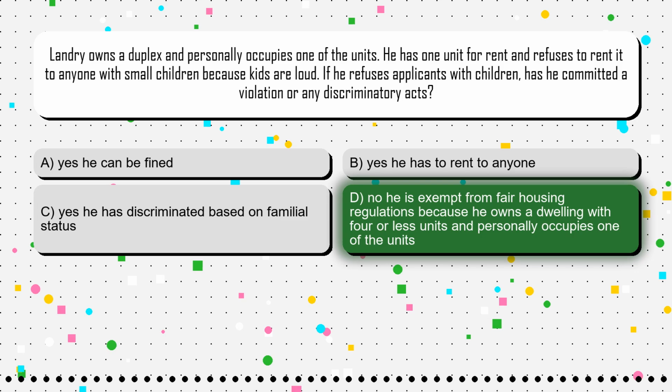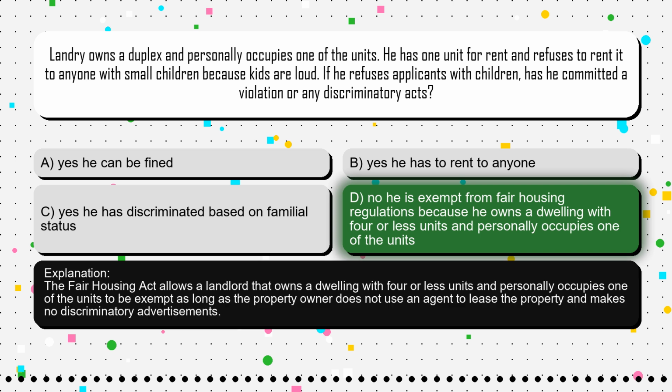The correct answer is option D, no, he is exempt from fair housing regulations because he owns a dwelling with 4 or less units and personally occupies one of the units. The Fair Housing Act allows a landlord that owns a dwelling with 4 or less units and personally occupies one of the units to be exempt as long as the property owner does not use an agent to lease the property and makes no discriminatory advertisements.